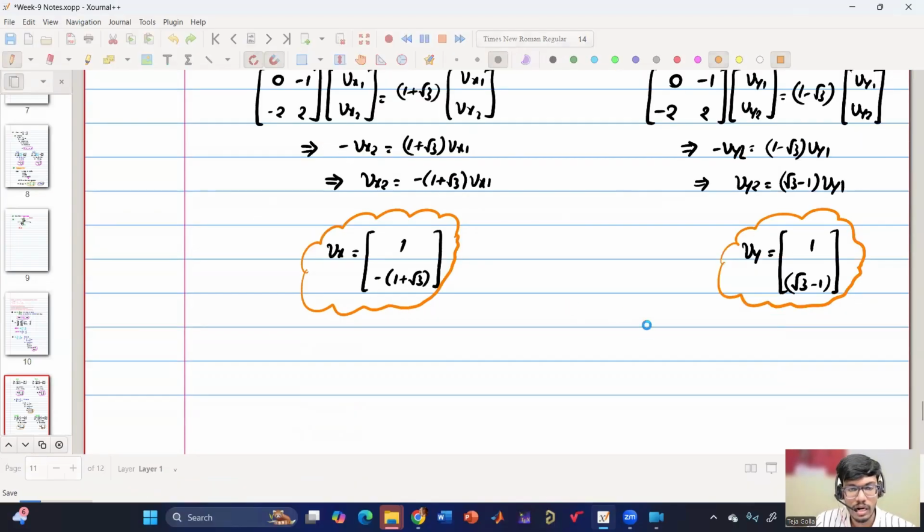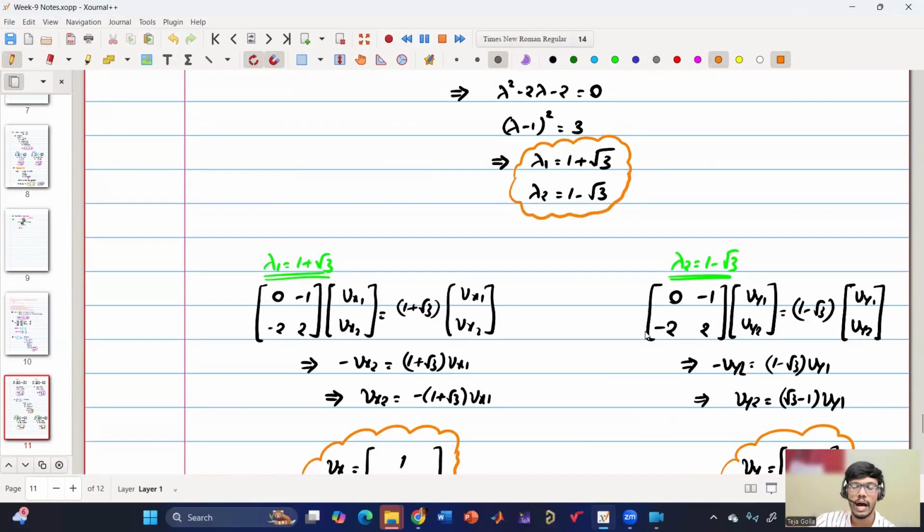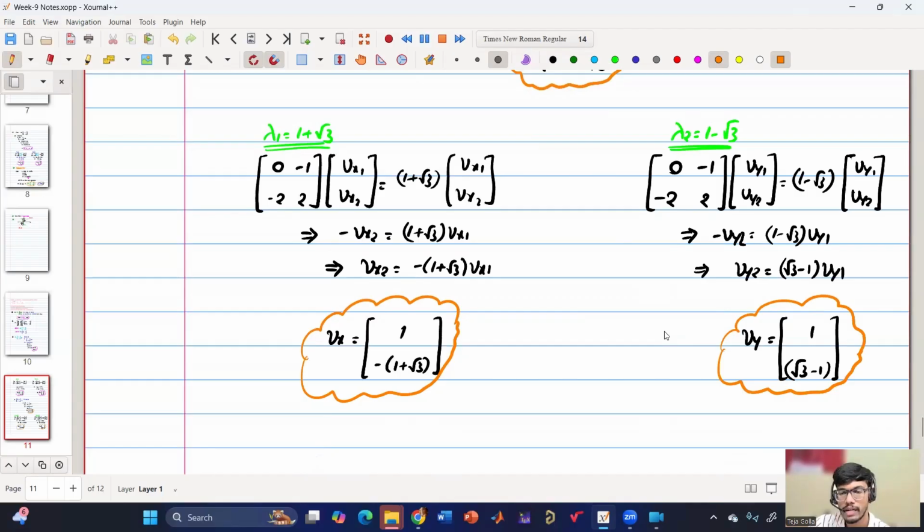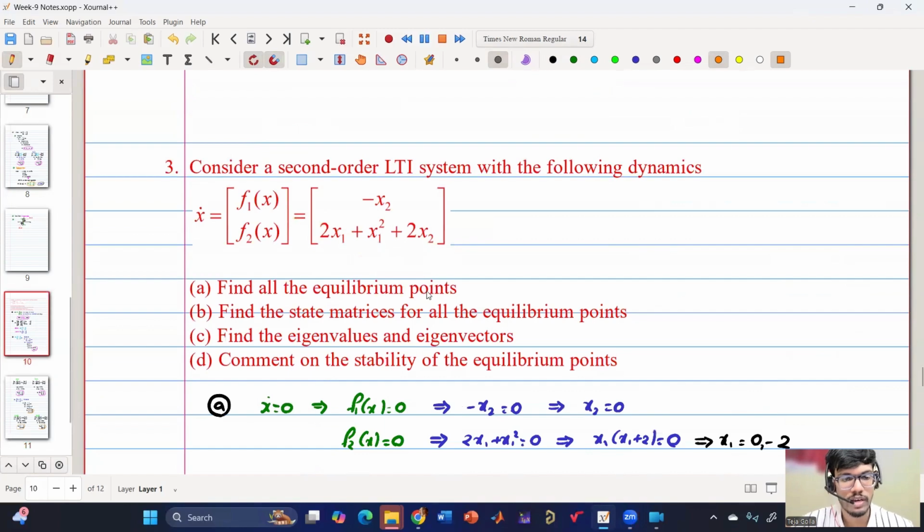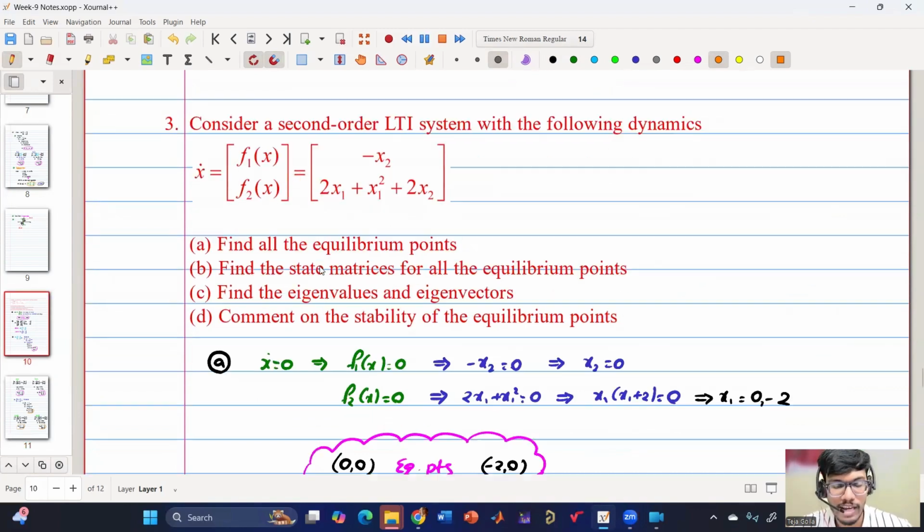Is this clear till this point, how we have calculated eigenvalues and eigenvectors for both the matrices that we have obtained from the two equilibrium points of the given nonlinear system, after we linearized? First we calculated the equilibrium points. Because equilibrium point means x dot will be 0, we equated both to 0 and got two equilibrium points.